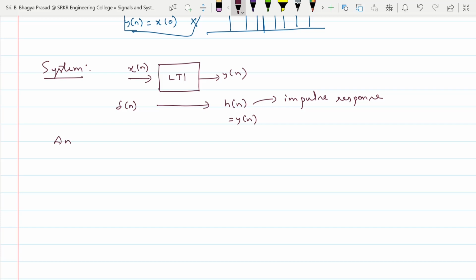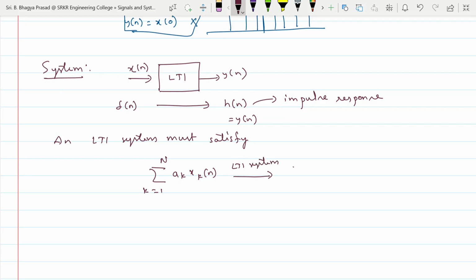An LTI system should satisfy the conditions of linearity and time invariance. An LTI system must satisfy linearity, that is, we give a summation of different inputs, k equal to 1 to N, a_k x_k[n], to the LTI system, and we get the outputs summation k equal to 1 to M, a_k y_k[n], and this satisfies the linearity. Okay, and this is linearity.